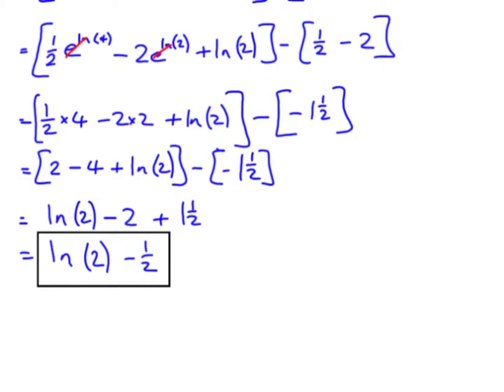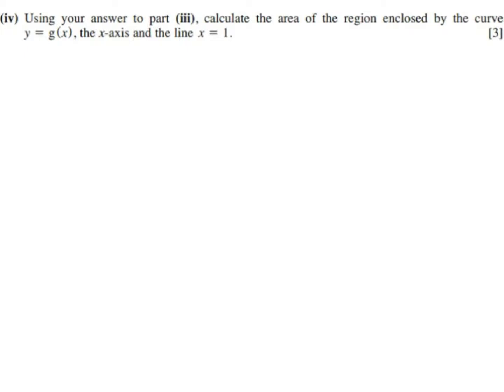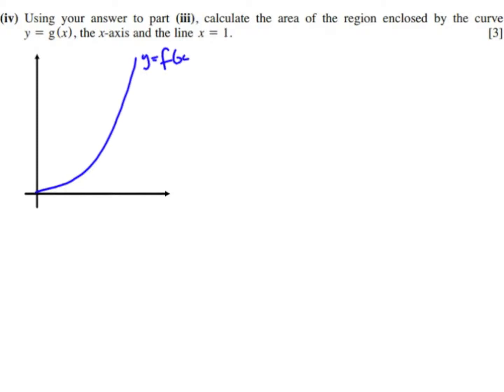Now in part 4 of this question, we are asked to use our answer in part 3 to calculate the region enclosed by the curve of g(x), the x-axis, and the line x equals 1. Now to understand what's happening here, we first need to realise what it is we've calculated in part 3. In part 3 we've been looking at y equals f(x), and we have found the area between the x-axis and the two limits, which were log 2 and 0. We're told earlier in the question that when x is log 2, y is 1. So the area that we've actually found here is the red shaded area.